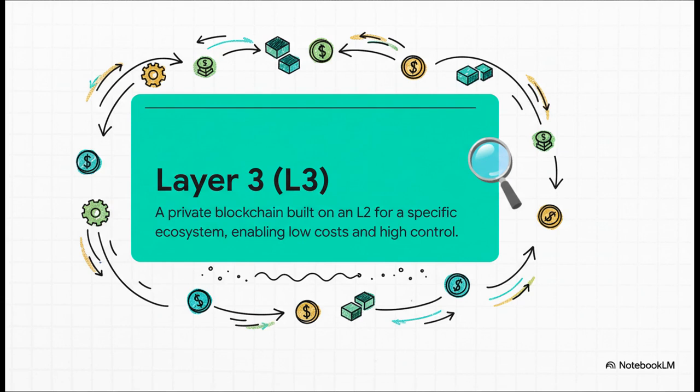So what's a Layer 3 really? It's basically a specialized blockchain built on top of a Layer 2. The whole point is to design it for one specific thing, in this case, the GenaImpact ecosystem. By doing this, they get insane throughput, super low costs, and, most importantly, way more control. It's like having your own custom-built racetrack instead of driving in city traffic.